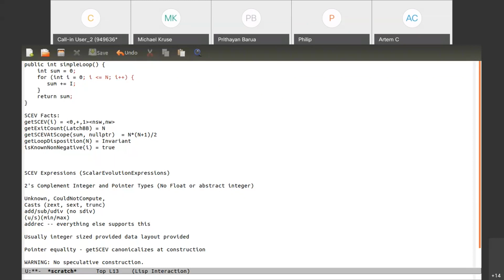The next two types of information SCEV can give are probably the most useful, or at least the most widely used in practice. The first one is you can ask SCEV about the loop disposition of a value. Loop disposition, just for context, is: is this value defined in the loop? Is it invariant in the loop? There's a subtlety here we'll get to when we come back to this in detail, but that's a useful property.